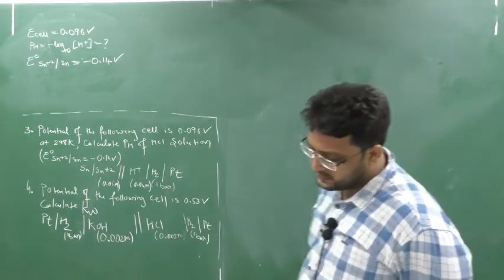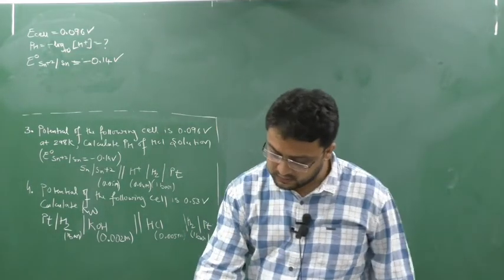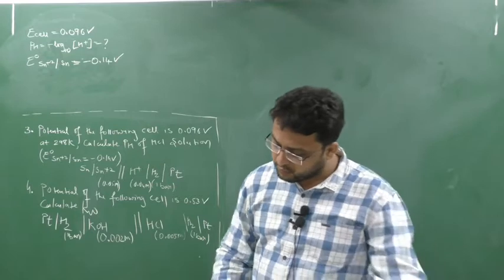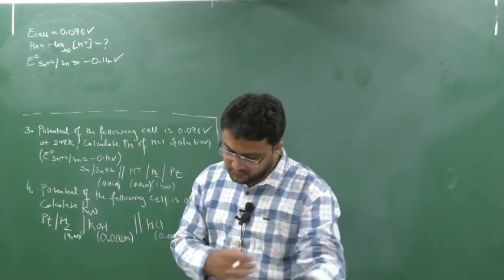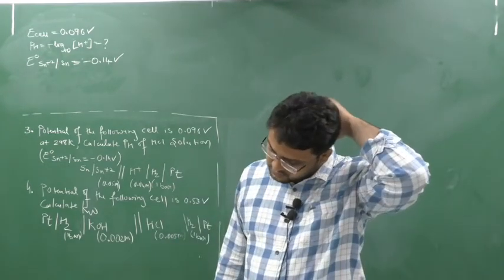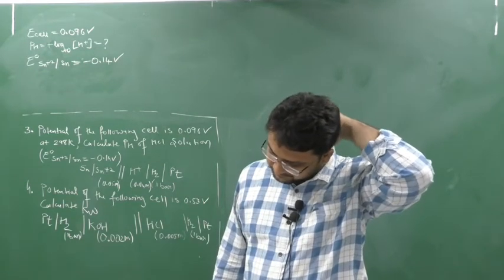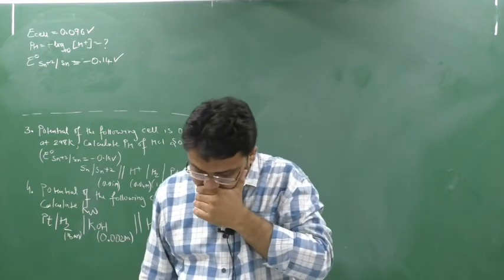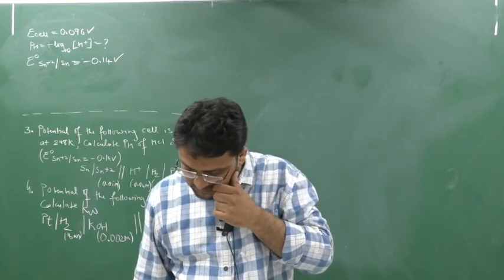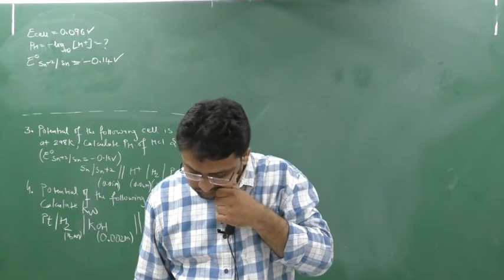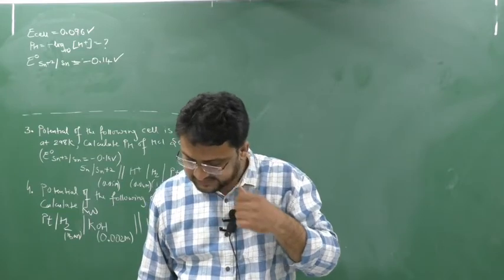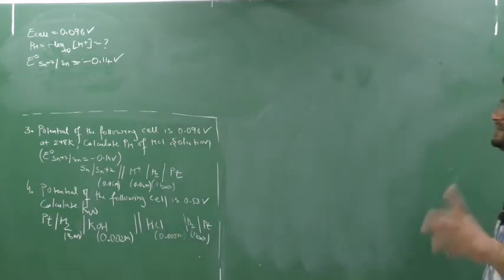Chalo, I hope you have solved the problem, and if you have solved correctly, your answer should be around 1.4. Clear? Your answer should be around 1.4, beta. Clear this part? If it is there, it's okay. If it is not there, see the solution.